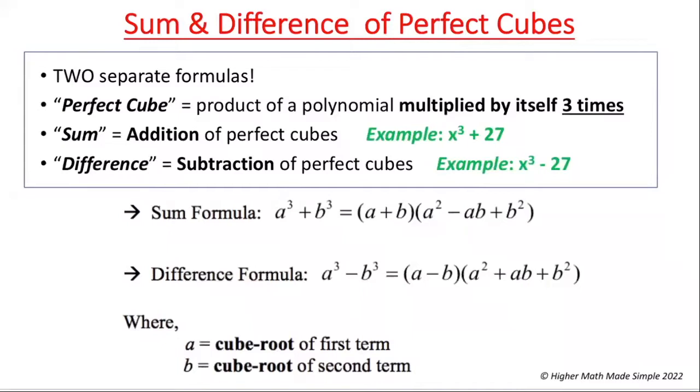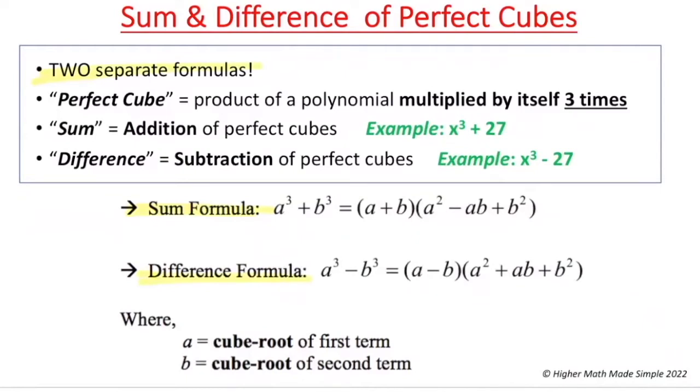Let's jump right in. Honestly, they're exactly the same. The only difference is the signs. The signs here are plus, minus, plus, and the difference formula is minus, plus, plus. Other than that, everything is exactly the same. Just make note that whether it's the sum or difference of perfect cubes, the signs obviously matter.